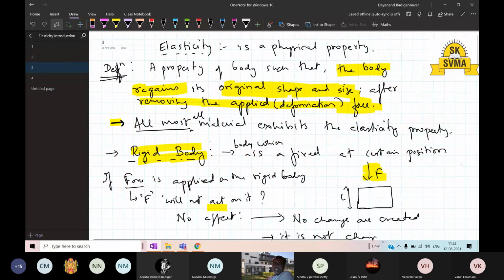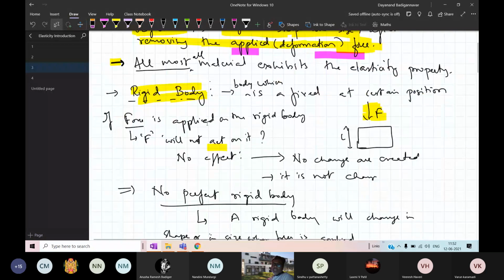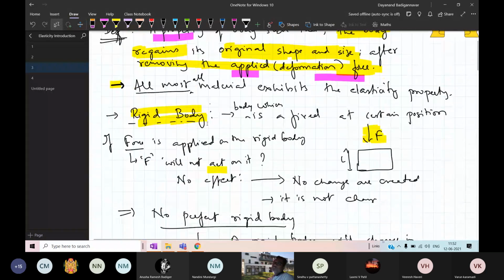Elasticity, as I told you, is a property of a material or a body such that the body regains its original shape and size after removing the applied force. It is a property of a body or a system such that it tends to regain its original shape and size after removing the applied force. So when you remove the applied force, if a material goes back to its original shape, then we say that material is an elastic material.